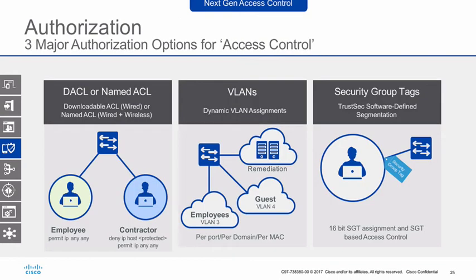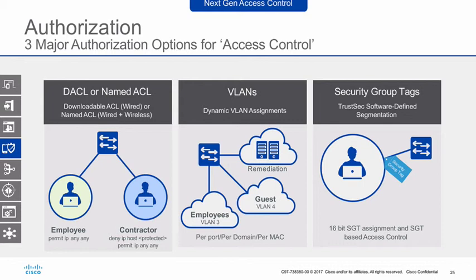Okay. So we talked about authentication. Let's talk about authorization. Essentially, there's three major options for when we do access control. There is the downloadable ACL or named ACL. So a downloadable ACL is something that when we do an authentication and we send down an authorization result, it's an access list that sits inside of ICE, which can be centrally managed across the infrastructure, and is then sent down to the switch as part of an authorization result.